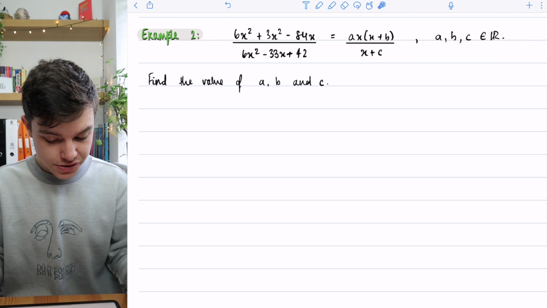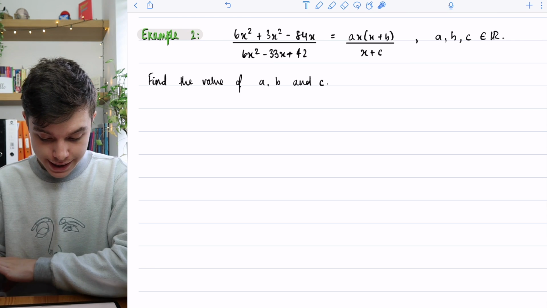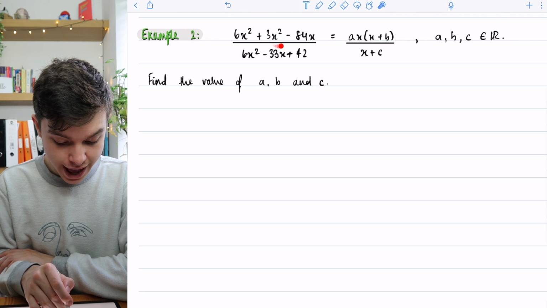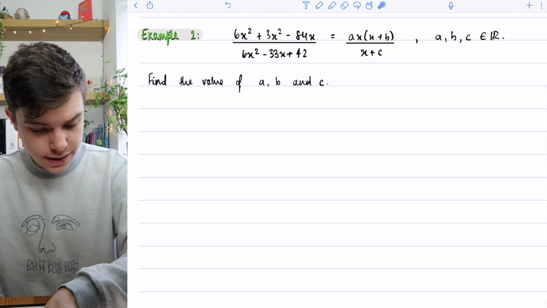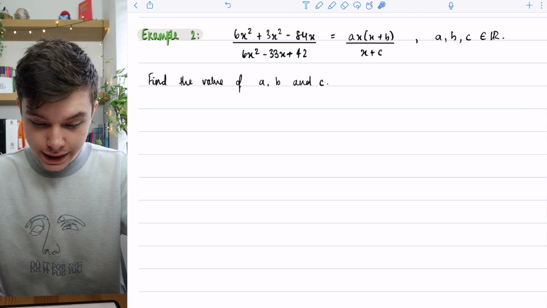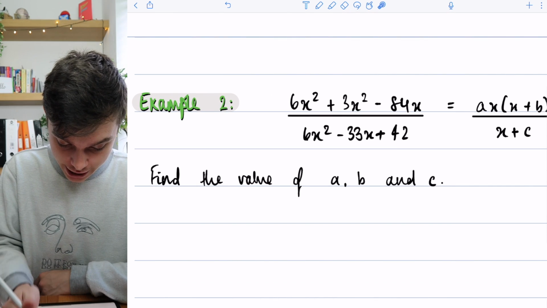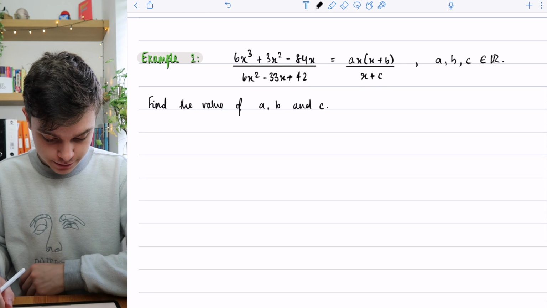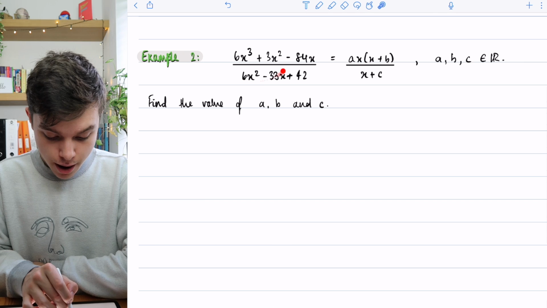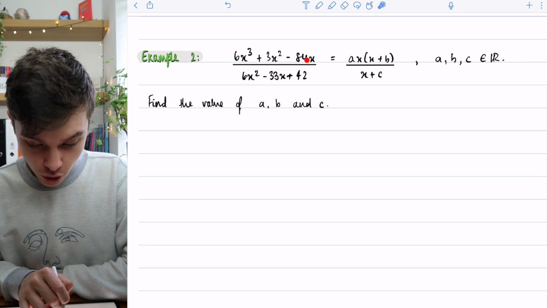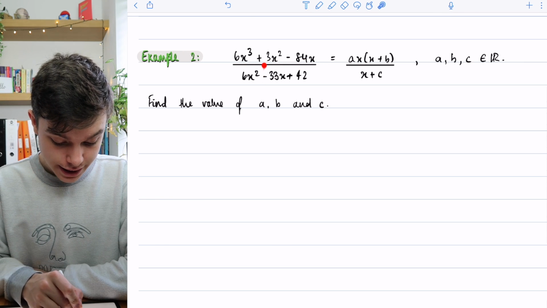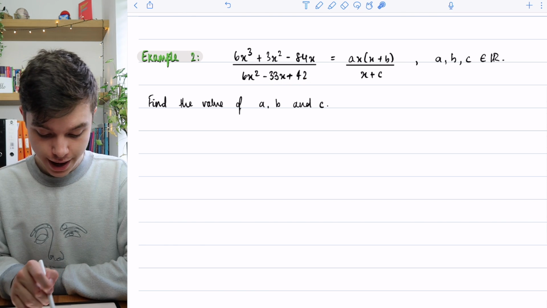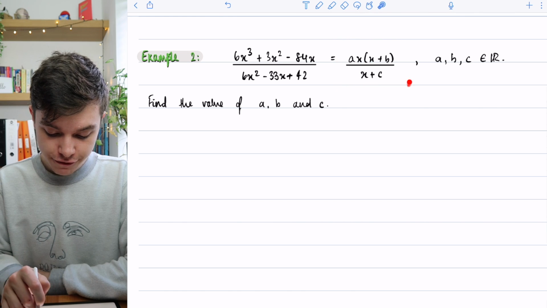So this example says we have a fraction is equal to another fraction. So we have 6x squared plus 3x squared. Is that supposed to say 3x squared? Let me double check before I give you that. No, it's supposed to be a cubed. Sorry. There we go. That should be a cubed. Perfect. So we have 6x cubed plus 3x squared minus 84x divided by 6x squared minus 33x plus 44, okay? That is equal to this fraction here.